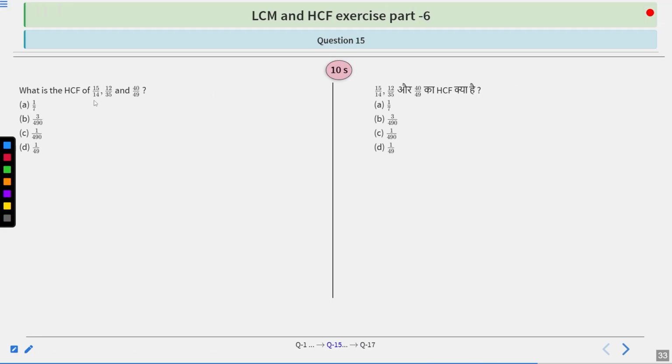What is the HCF of 15 upon 14, 12 upon 35 and 40 upon 49? And options are 1 upon 7, 3 upon 490, 1 upon 490 and 1 upon 49. These are the four options. And I'm giving you 10 seconds to find out the correct answer. After that, I will do the solution.